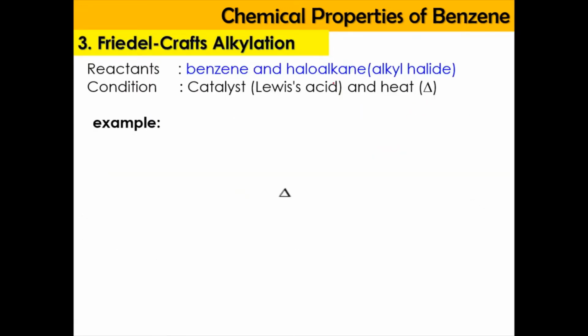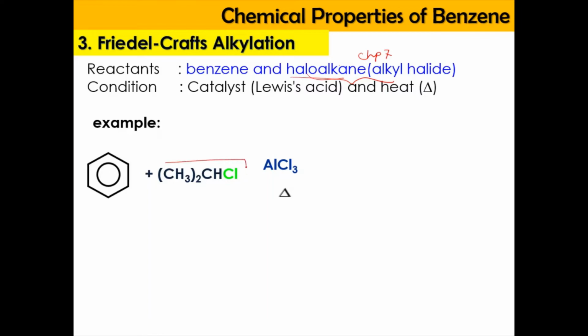Now we're going to look into the Friedel alkylation. For the Friedel alkylation, we're going to have the reactant, which is benzene, and we need our haloalkane, or the other name of haloalkane is alkyl halide. You will learn more about haloalkane in the next chapter, which is chapter 7. Okay, so benzene is going to react with the haloalkane.